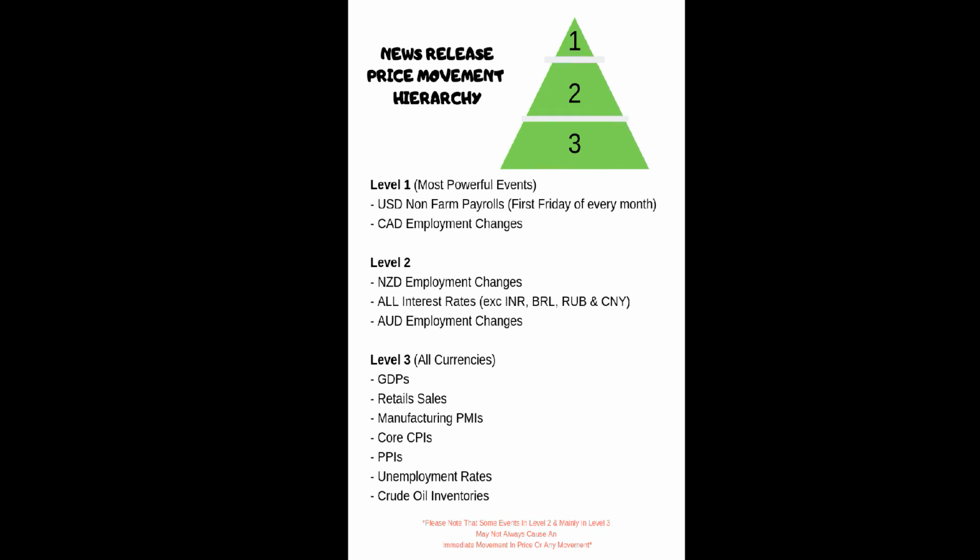So when it comes to how often these events happen by levels, level 1 events happen the least, then followed by level 2 events, then lastly level 3. Level 3 events happen the most every month. Like in a month, you can find there's 3 retail sales, there's 3 GDPs or more, and so on, just like this.